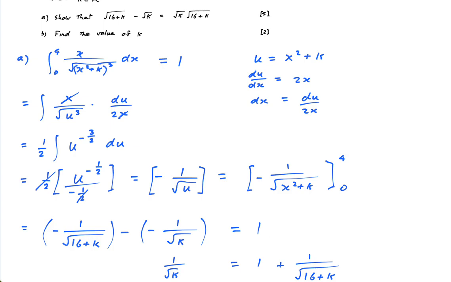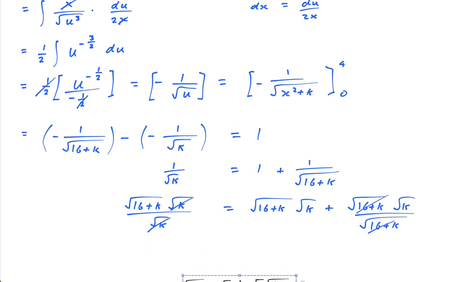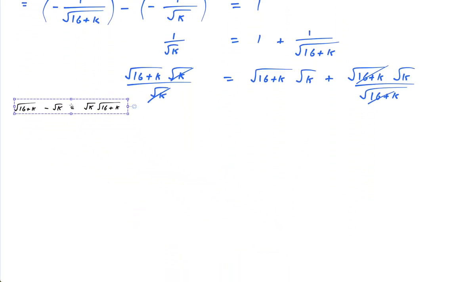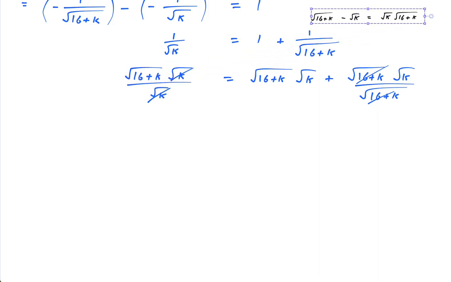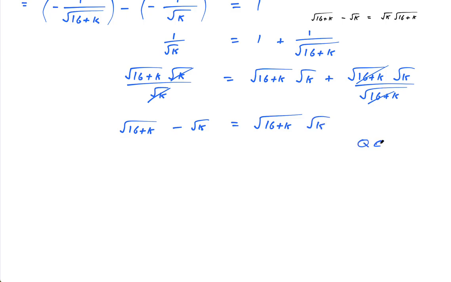This thing here. Let me just bring it down, guys. I am trying to show this. Let's put it here. So I have my root 16 plus k times root k on the right. It's there. I have my root 16 plus k on the left. It's here. All I need to do is subtract this root k, and I get root 16 plus k minus root k is equal to root 16 plus k times root k. Done. I'm going to write QED. So I've shown what they wanted me to show.